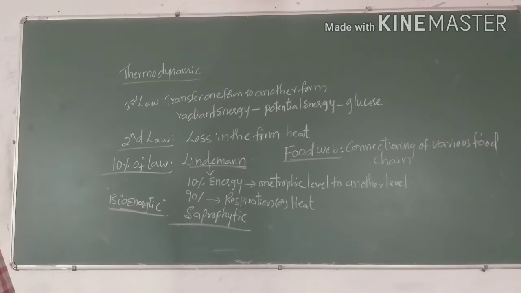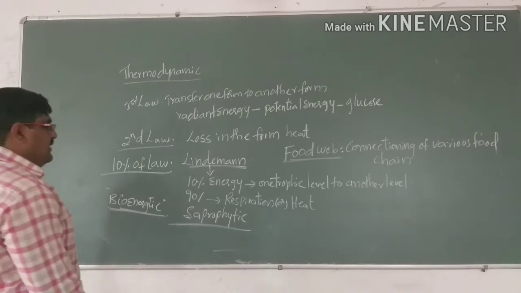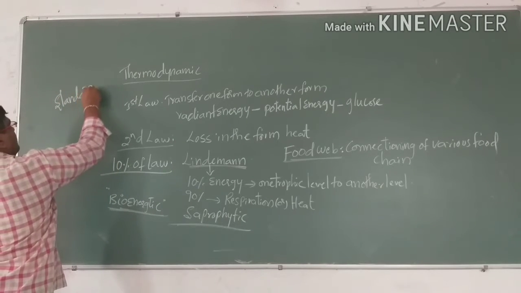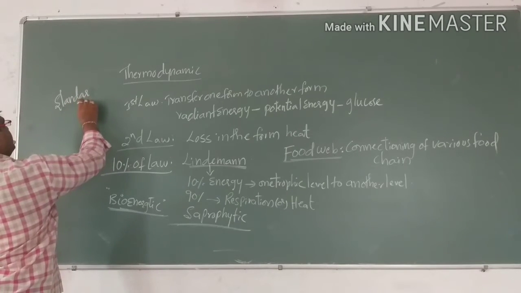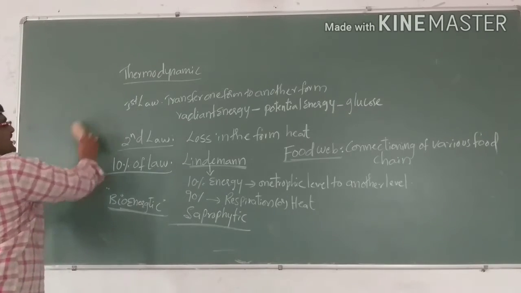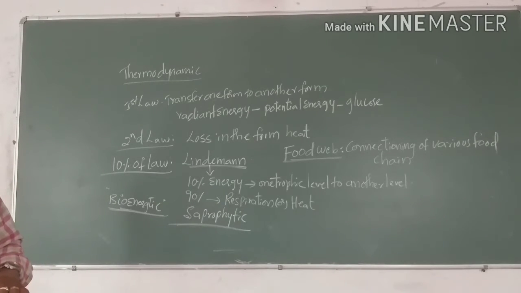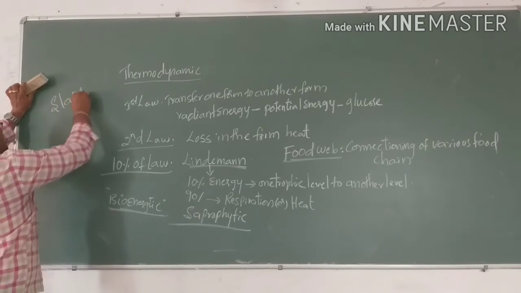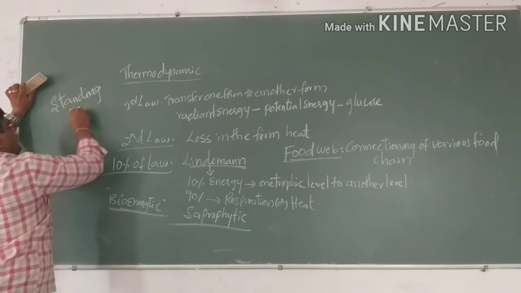And also, what is the standing crop? In each trophic level there is a certain amount of living matter at a particular time. We call that the standing crop. What is the standing crop?